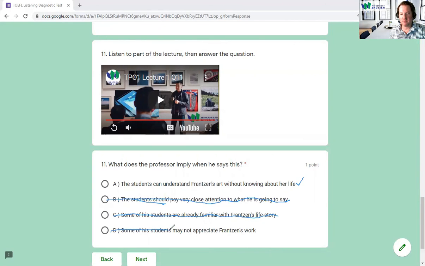He's saying she's very accessible, meaning that any student can understand Franson's art without knowing about her life. It's quite easy to look at the picture and understand what she was trying to do. So the answer here is going to be A.